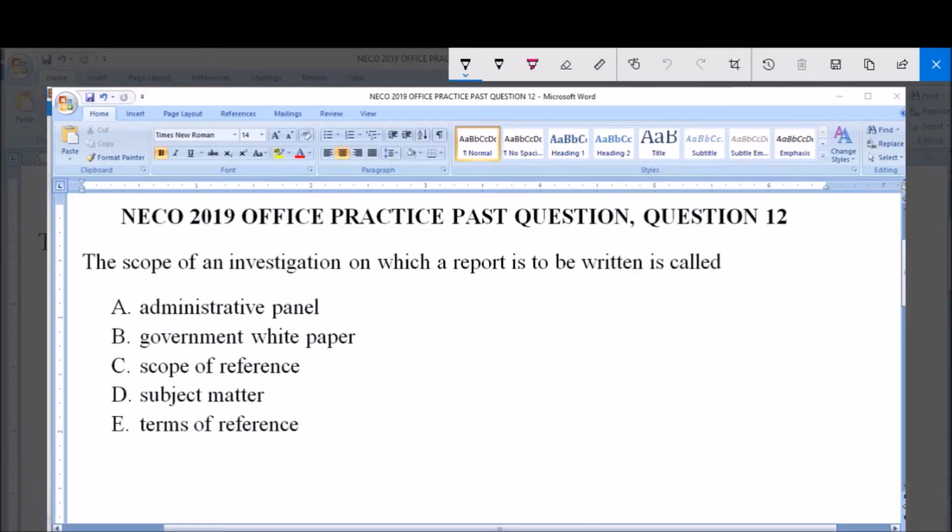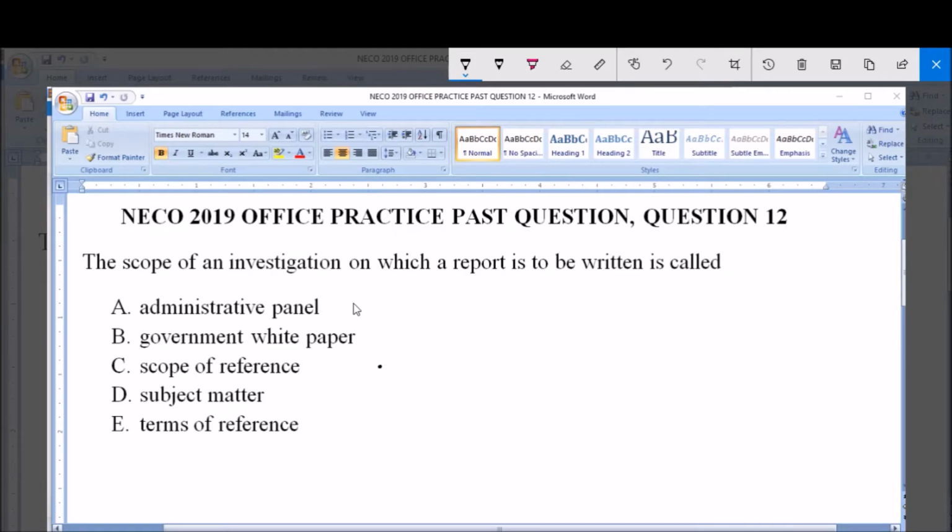I'm going to be solving NECO 2019 Office Practice Past Question, Question 12. The scope of an investigation on which a report is to be written is called A. Administrative panel, B. Government white paper, C. Scope of reference, D. Subject matter, and E. Terms of reference. So, we have to pick an option which is described as the scope of an investigation on which a report is to be written. And for us to do this, we have to analyze each of these options.